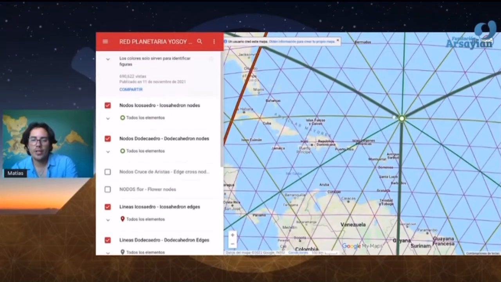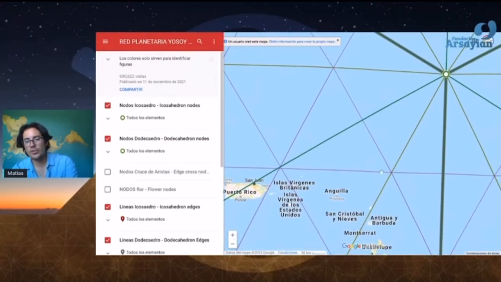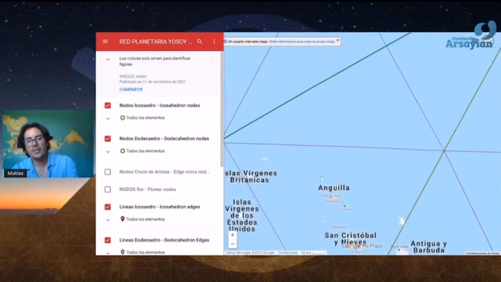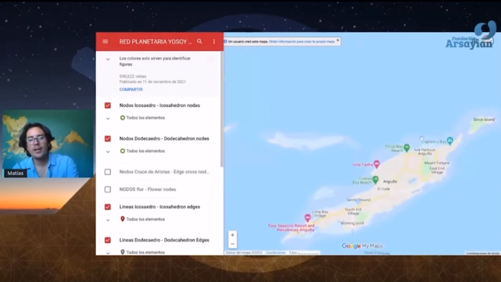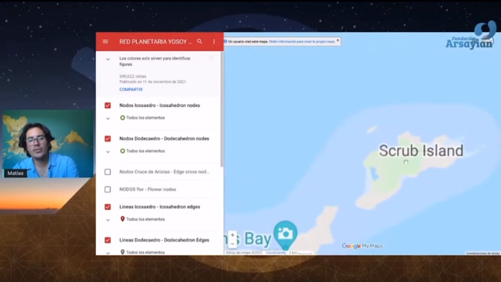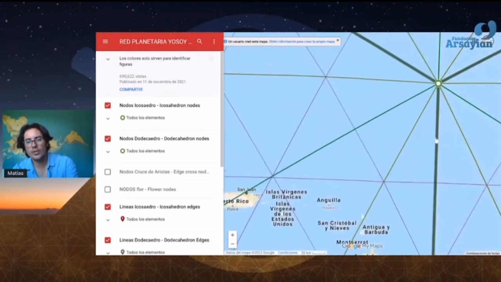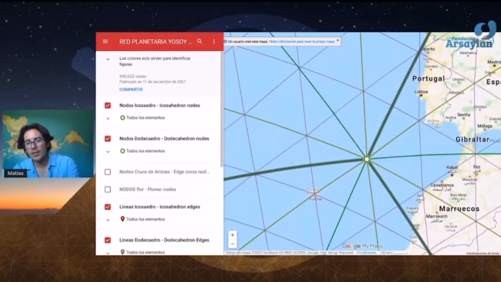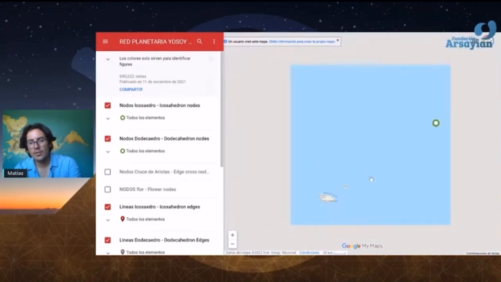So this other node here has nothing in the sea, but it's close to the Bermuda Triangle. But its closest spot actually is this tiny little country called Anguilla. And the closest island is Scrub Island. So that's why I call this node Anguilla. So the other node here is from Portugal, and it's in front of the island of Madeira. So that's the node.